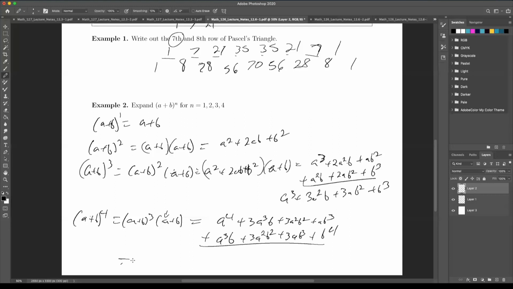Add that all together, and I'm going to get a to the fourth plus 4a cubed b plus 6a squared b squared plus 4ab cubed plus b to the fourth.